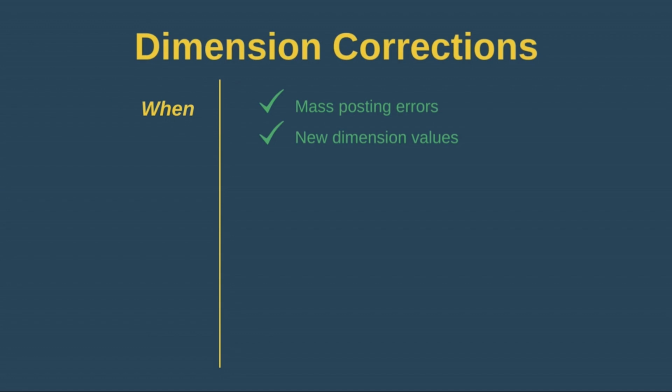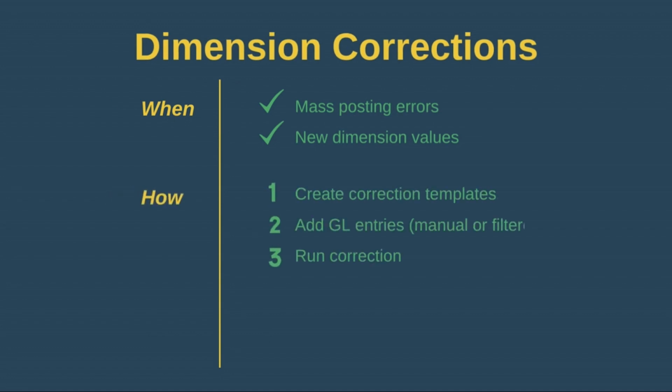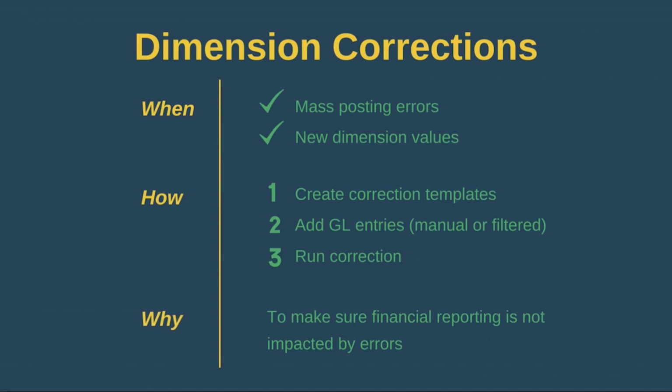Essentially, you establish these correction templates that determine what happens to the target lines during a given correction: change, add, remove dimensions. After setting up these templates, you can either manually add GL entries to them or add them via methods like filtering. After the correction runs, your GL entries will be altered, but not other ledgers. The purpose of this correction is not to eliminate the mistake, but to make sure that financial reporting is not hindered by the mistake.